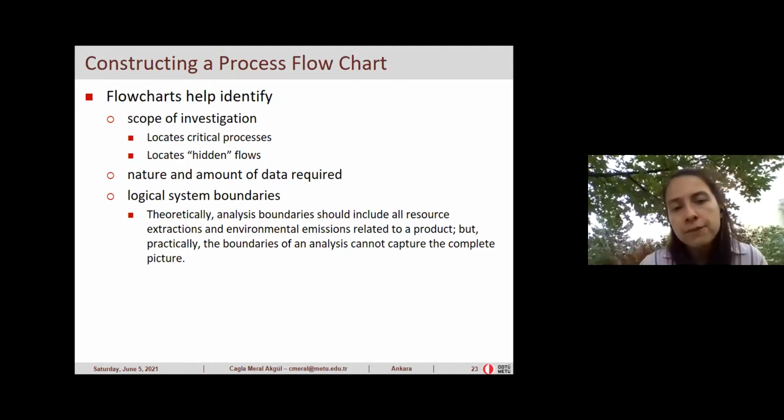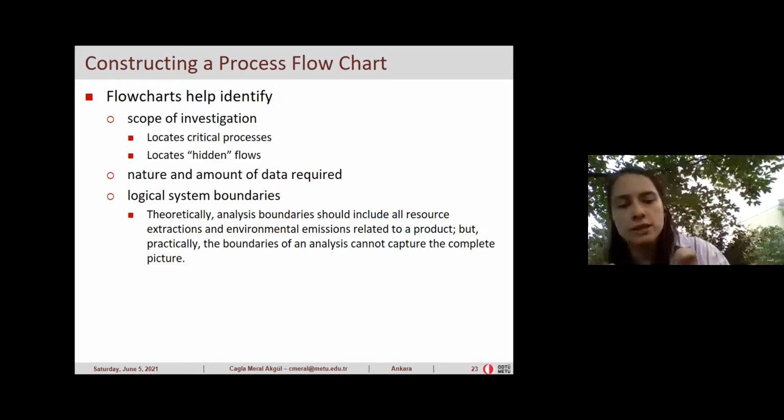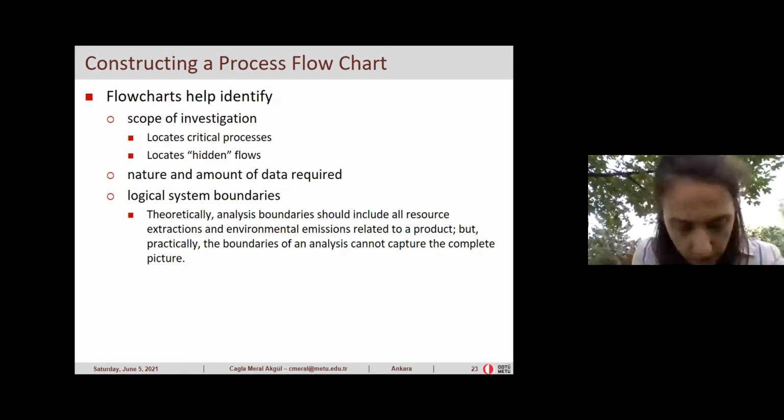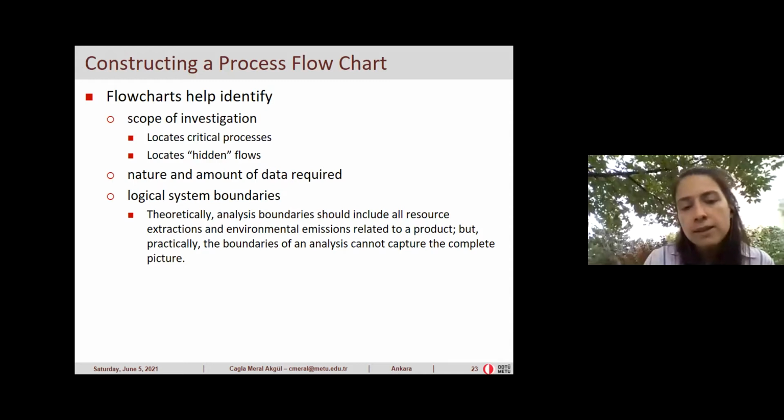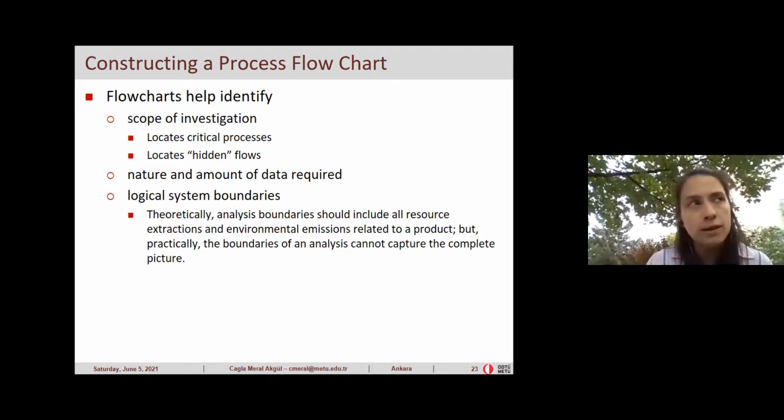And then flow charts actually help to identify the scope of the investigation and the nature and amount of the data required, and to see the logical system boundaries. With the scope of the investigation, generally it locates critical processes and also identifies hidden flows. And when you think of logical system boundaries, because there is no rule to choose system boundaries, theoretically the analysis boundaries should include all resource extractions and environmental emissions related to a product. But practically, the boundaries of an analysis cannot capture the complete picture.